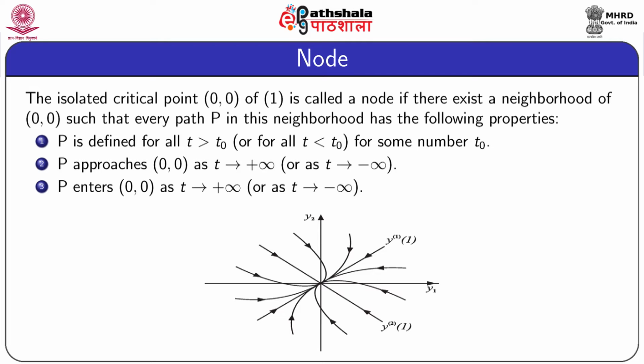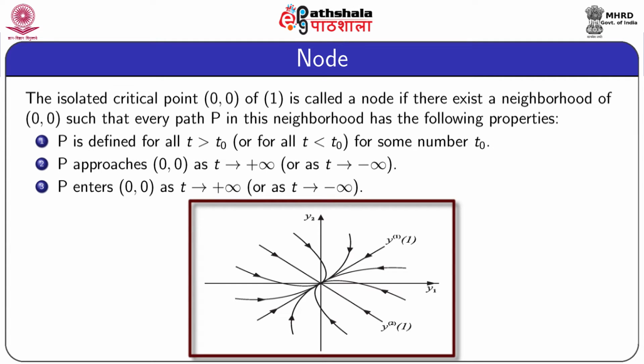So, if you now look into the figure, p can be anywhere on here or here on this curve, and p first approaches (0, 0) as t tends to plus infinity. So, p will be in the neighborhood of (0, 0), and the third point says that p will enter (0, 0) as t tends to plus infinity, which means that this path will actually pass through the point (0, 0) as t tends to plus infinity.